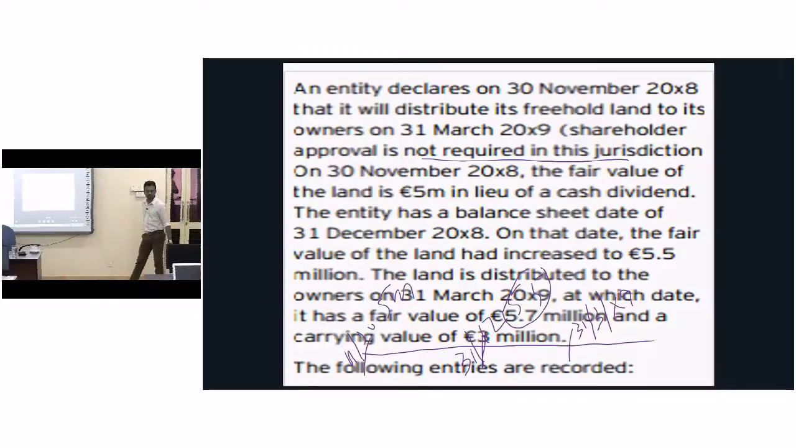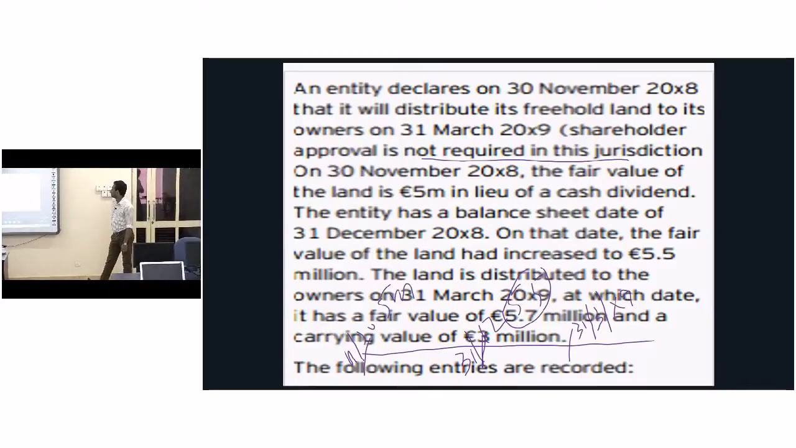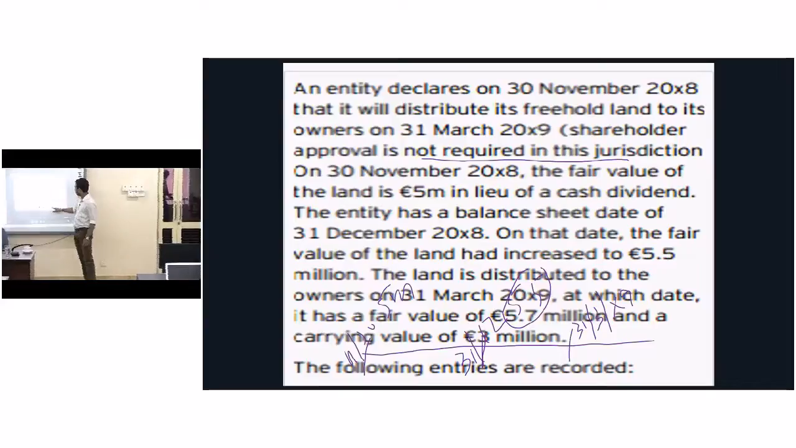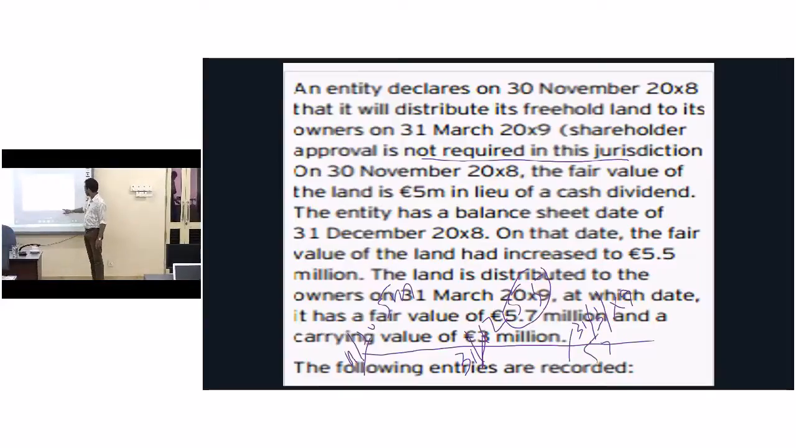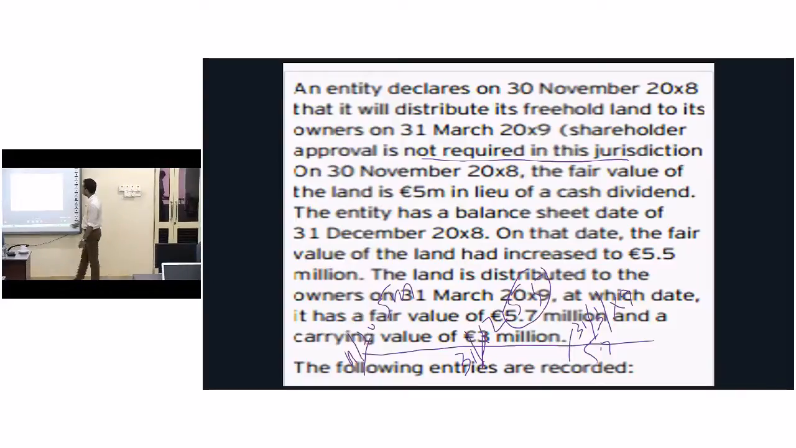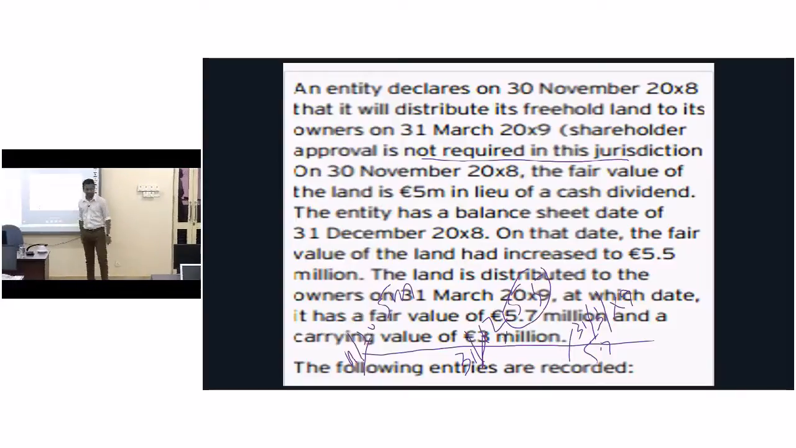Got it? The land distributed to the owners on 31st March 20x9, at which date the fair value is 5.7 million. And the carrying value of the land is how much? 3 million. Hope you can understand the figures now.